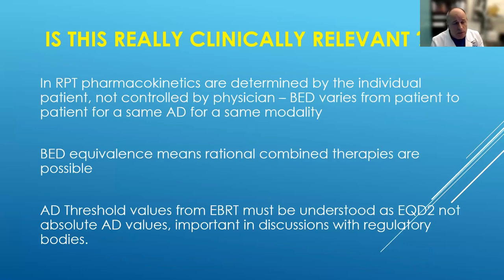So it's not like an external beam where the physician controls how much dose per fraction. We know, of course, that it's incredibly different to give 2 gray per fraction and 4 gray per fraction, but it's the physician that decides that, okay? The problem here is the physician can only decide how much activity to give, and the rate at which the dose is delivered depends on the individual patient's pharmacokinetics.